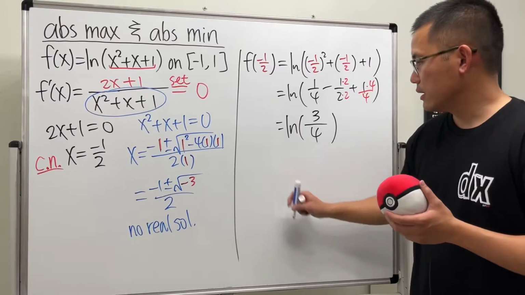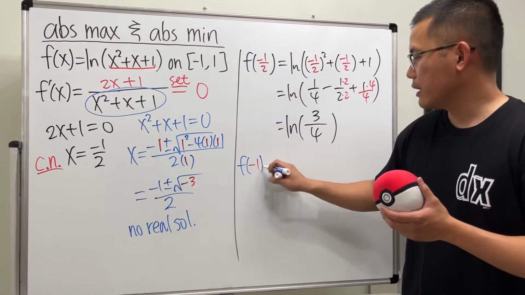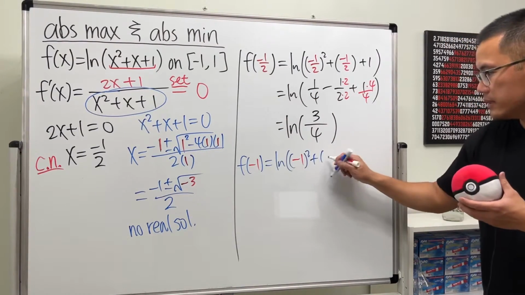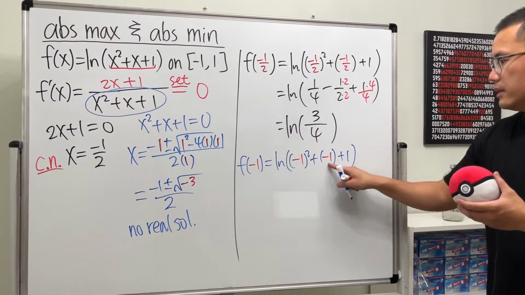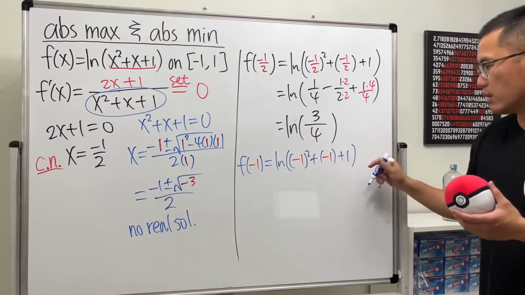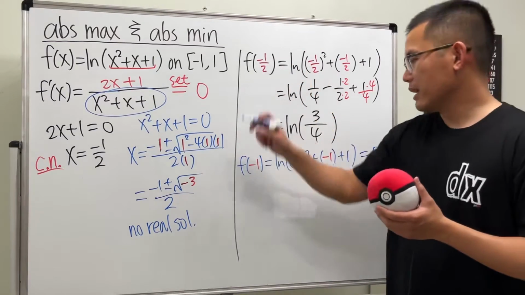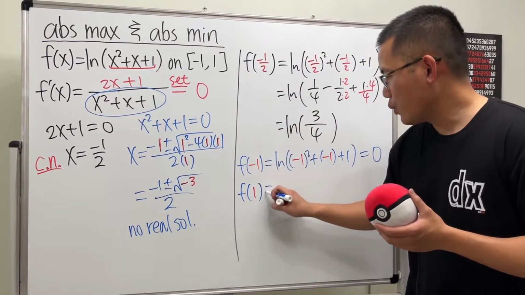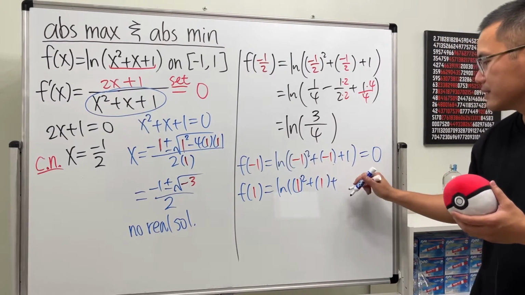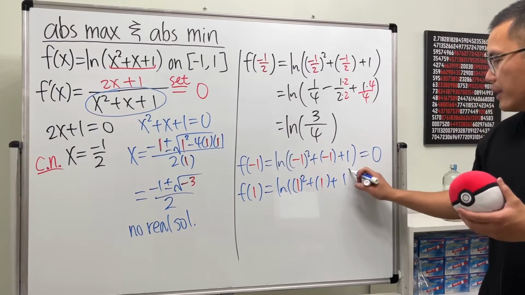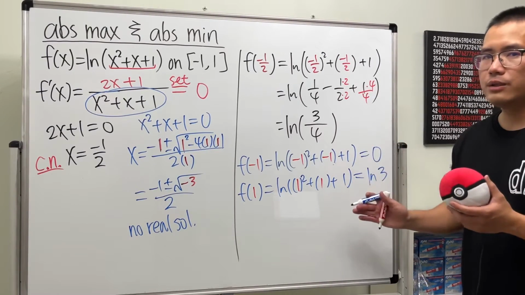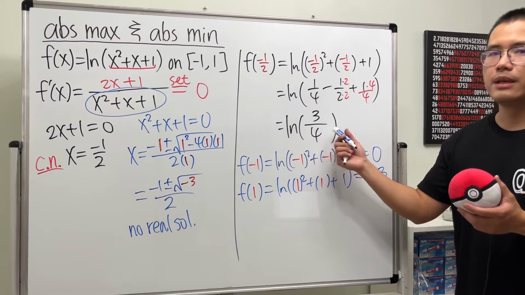So next, we have the endpoint f at negative 1. This right here is ln of negative 1 squared and then plus negative 1 and then plus 1. Negative 1 squared is 1. Altogether is 1. ln 1 is 0. Lastly, plugging in 1. So f of 1 equals ln of 1 squared plus 1 and then plus 1. Guess what? 1 plus 1 plus 1 is 3. ln 3.